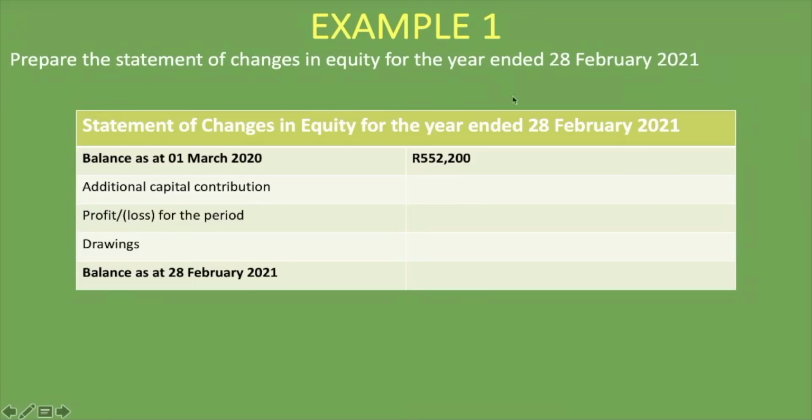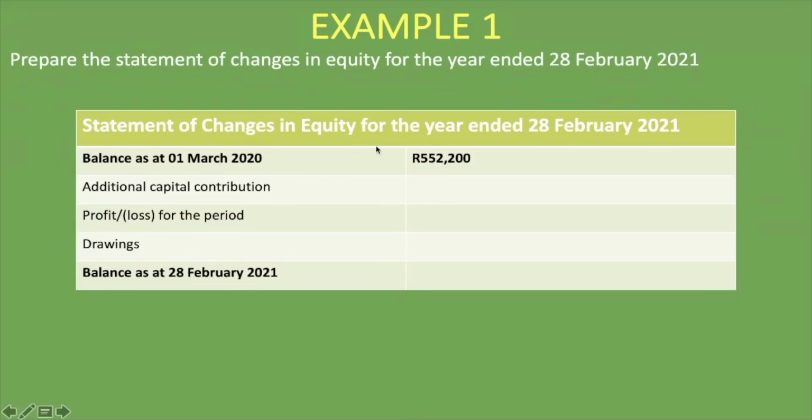If you are not given the pre-adjustment trial balance, let's say for instance you are given the statement of financial position or the balance sheet for the previous period, meaning for the year ended 28 February 2020, then you would take that capital in that statement of financial position and put it as the opening balance for this current period. I hope it has made sense.